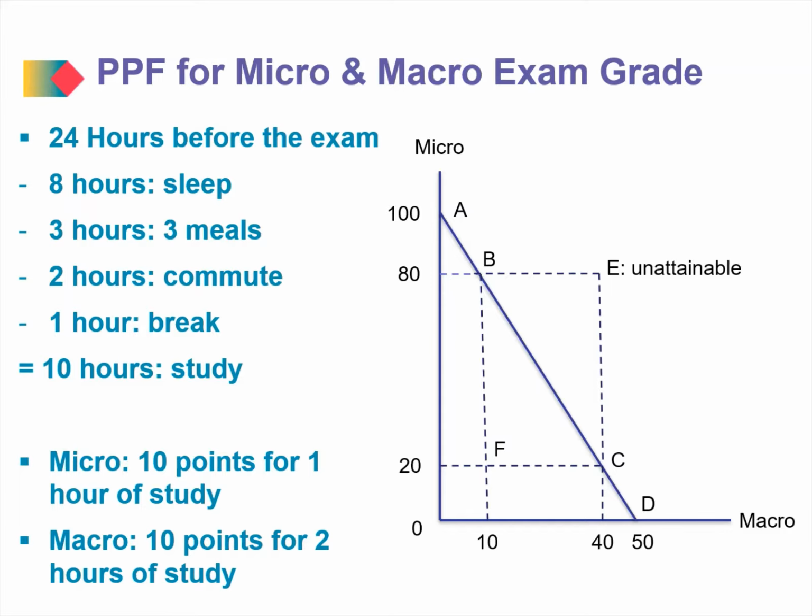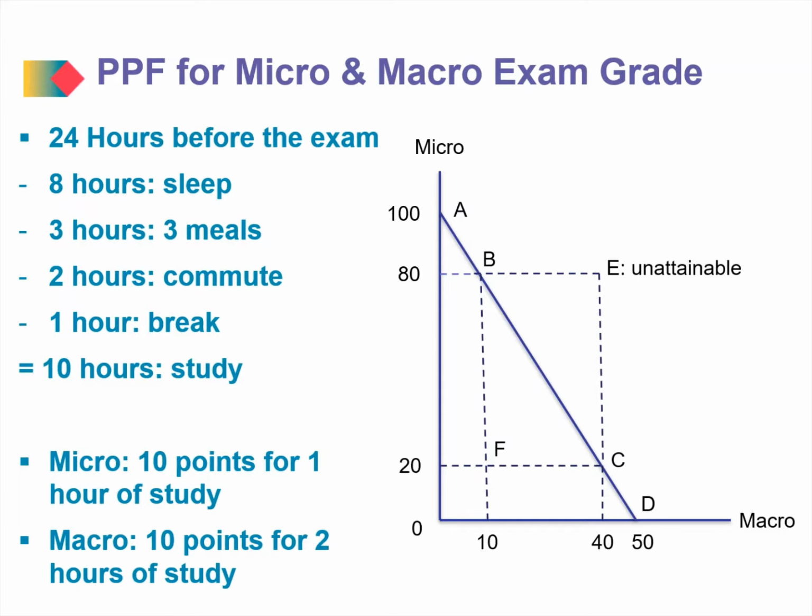So at points on the PPF, it's not possible to produce more of one good without producing less of some other good. When you change your combination from A to B, you must give up 20 points of micro to get 10 points of macro. That means you face a trade-off. The point E is outside the PPF, which is unattainable.